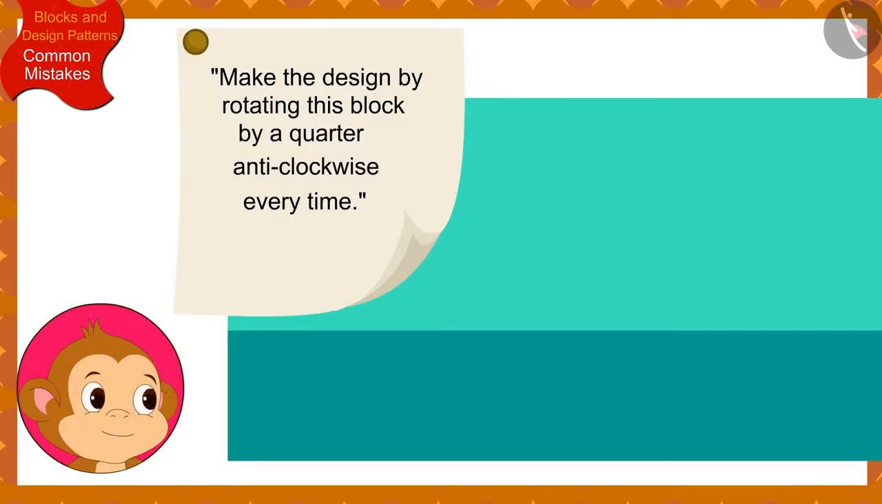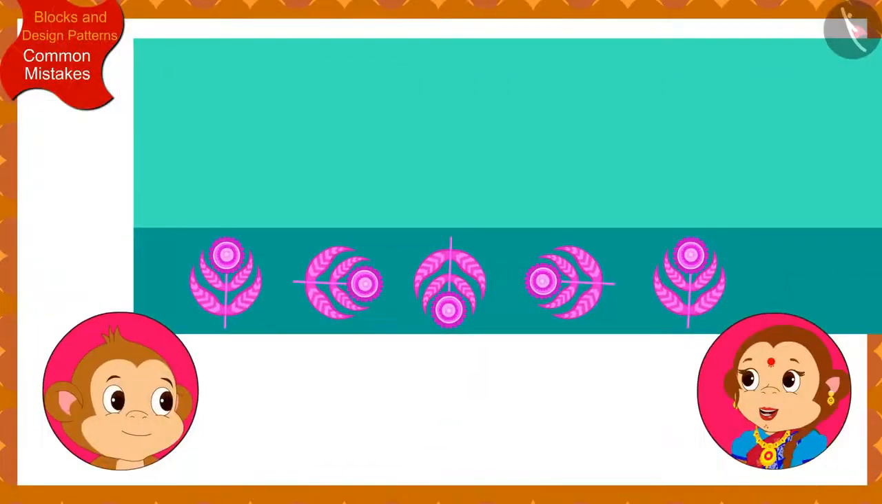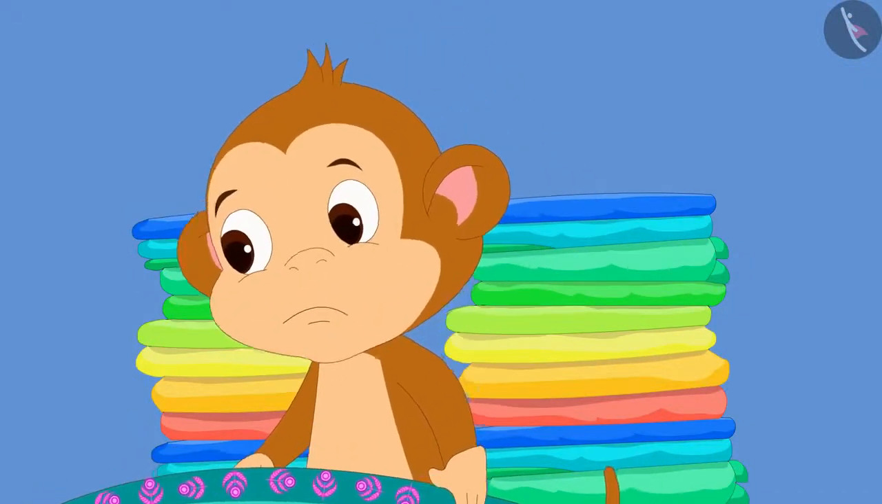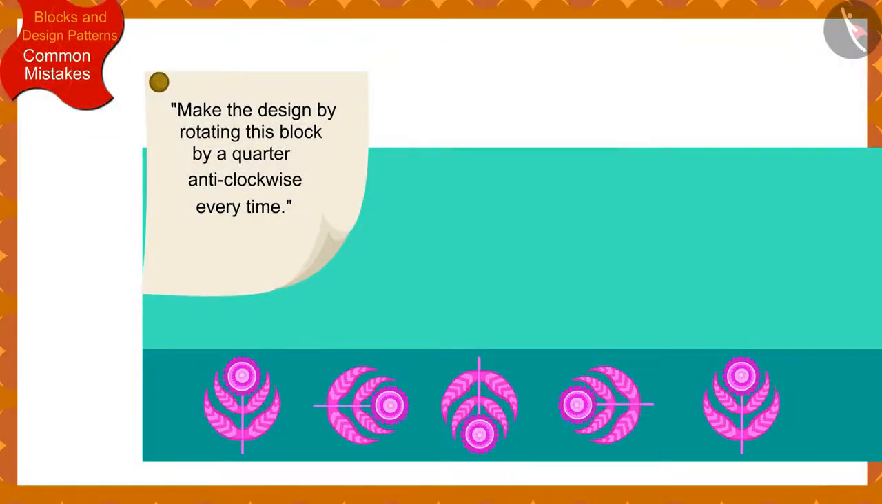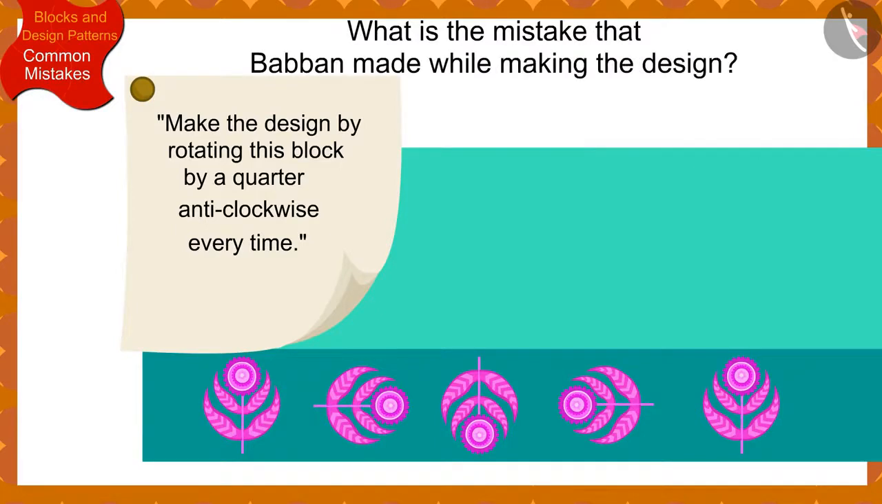This is so easy, thought Babban, and quickly made this design using the block on the first sari. Babbanji, you made the wrong design. Banno told Babban. Poor Babban could not understand what mistake he made while creating the design. Children, can you tell by looking at Banno's instructions and Babban's design what is the mistake that Babban made while making the design? If you wish to, you may stop the video and find the answer.